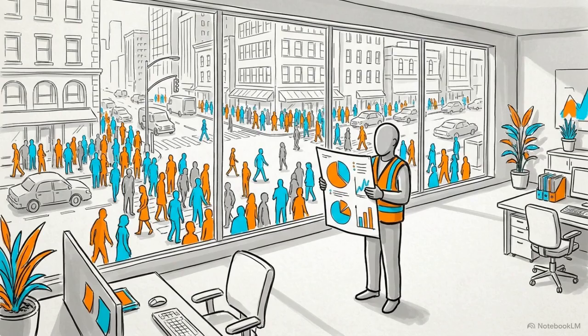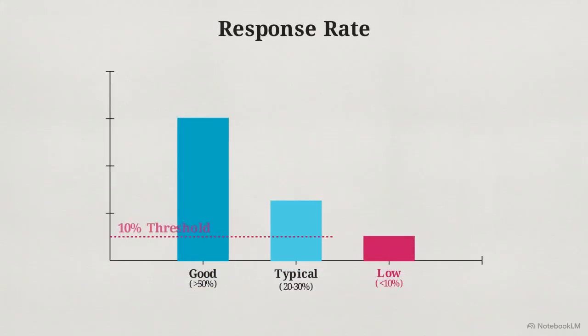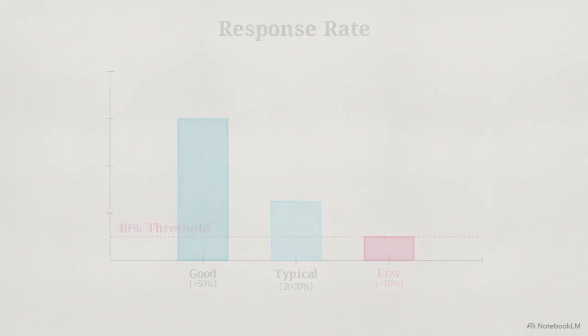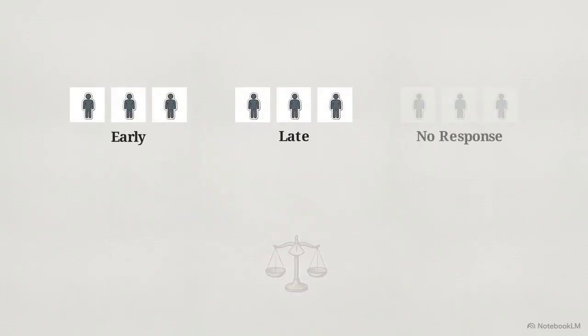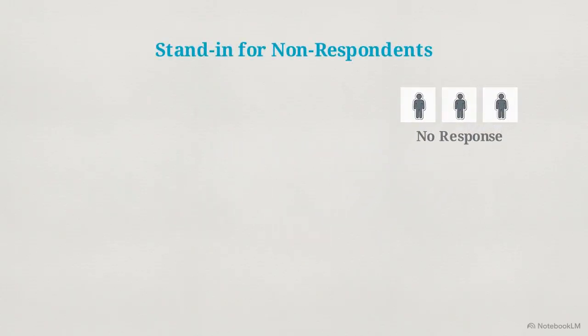Second is external validity, which tests your ability to generalize the specific findings back out to the real-world population. In surveys, external validity collapses when response rates drop. To test for non-response bias, researchers compare early respondents to late respondents, treating those late replies as a stand-in for the people who never answered at all.